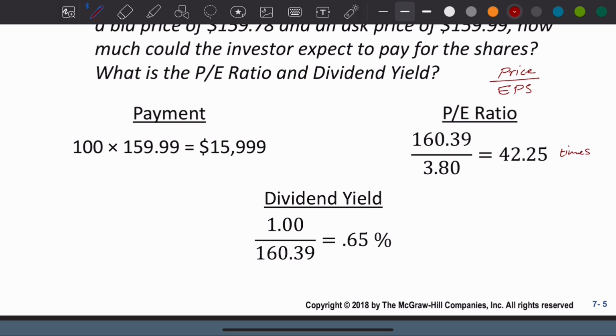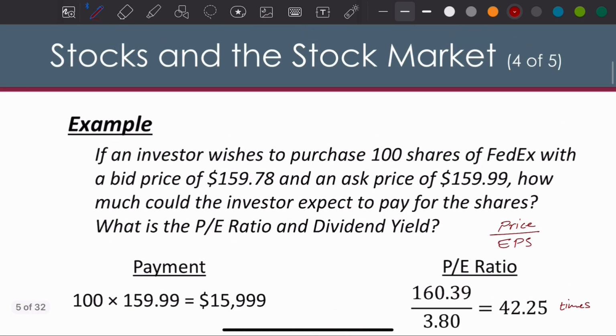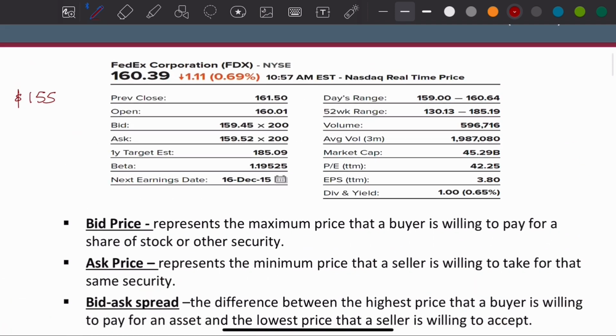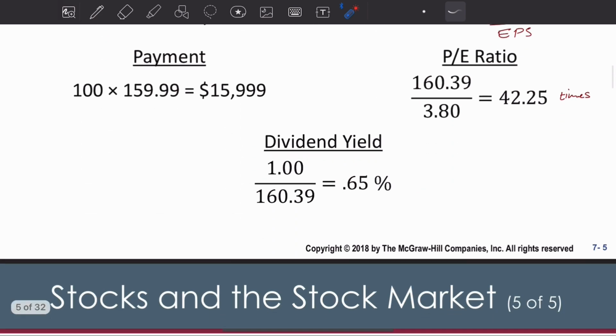And finally, the third part of the question says, what is the dividend yield for the stock? Again, we can go back and find the annual dividends paid by the stock right here at $1. They already calculated the yield here. It's given, but if we want to calculate it, we'll take the dividend in a dollar amount and divide it by the stock price. So $1 divided by 160.39. And that will give us the dividend yield for FedEx stock.